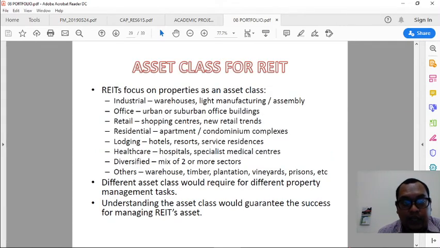Okay, asset classes. In actuality, everything can be purchased through REITs. The organization can purchase industrial, offices, retail, residential, lodging, healthcare, diversify. Of course, this type of properties is the one that can generate revenue. So if you invest in a mosque or a temple, it might not generate the revenue that is being hoped for. Who wanted to go to the mosque and pay? If I wanted to do prayer here, I pay RM100. It's not a profit generating property. So most of the profit generating property is the ones that you target for REIT purchases.